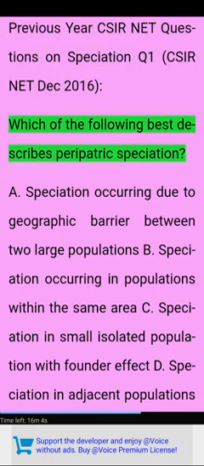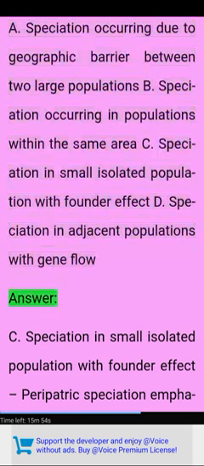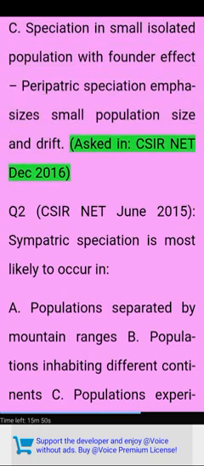Which of the following best describes parapatric speciation? A: speciation occurring due to geographic barrier between two large populations. B: speciation occurring in populations within the same area. C: speciation in small isolated population with founder effect. D: speciation in adjacent populations with gene flow. Answer: C, speciation in small isolated population with founder effect. Parapatric speciation emphasizes small population size and drift. Asked in CSIR-NET December 2016.